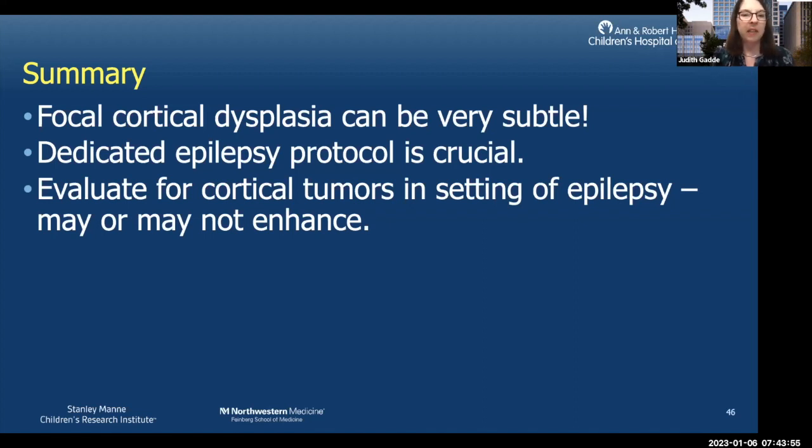And then when you're evaluating for cortical tumors in the setting of epilepsy, remember, those can be seen in children and adults, and they may or may not enhance.